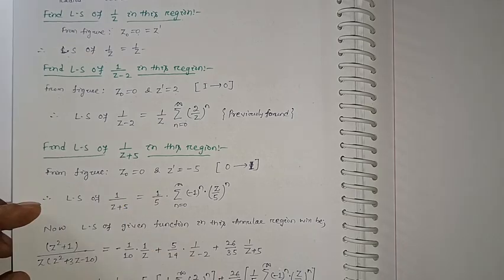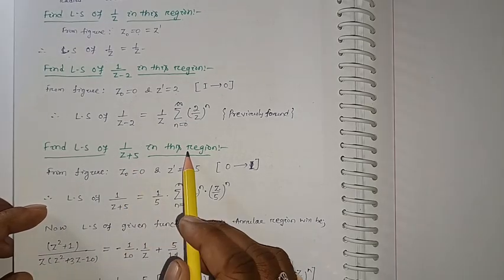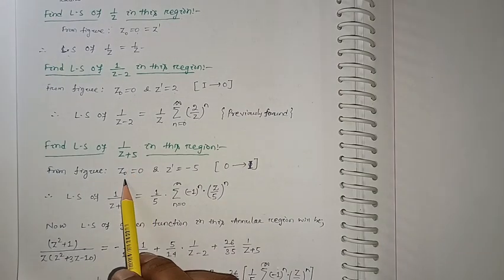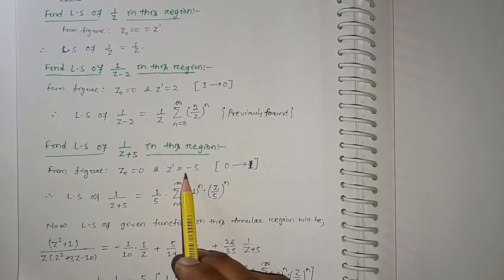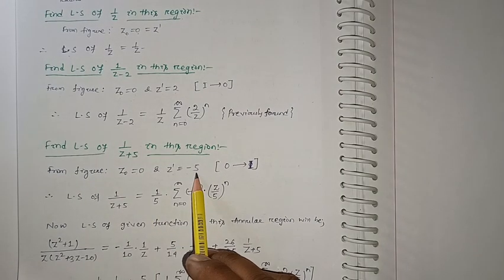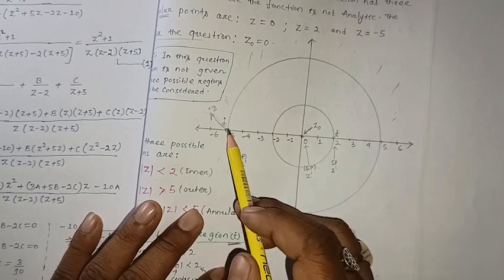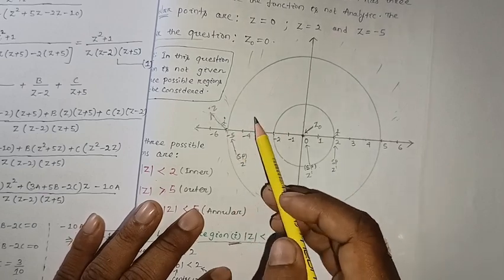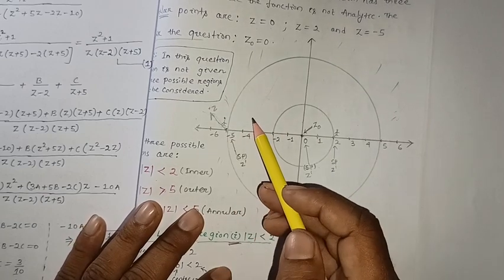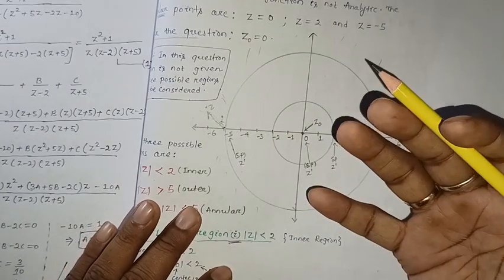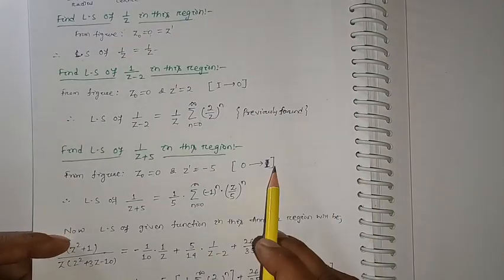Then the Laurent series of 1 by z plus 5 in this region. That means first we are going to consider here z0 is 0. For this case z dash will be minus 5, and into out or out to in? Standing at minus 5, if you want to come to the annular region, what will the situation be? Out to in case, you will feel you are coming from outside to inside. So out to in situation will be there.